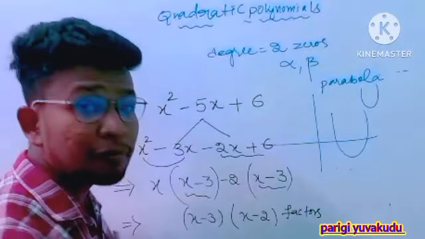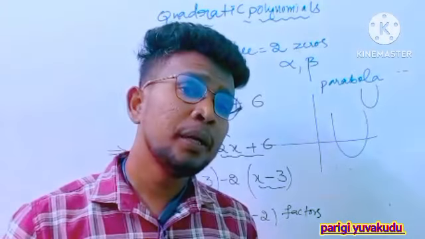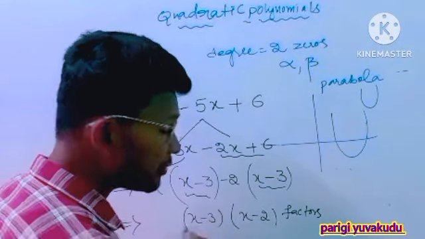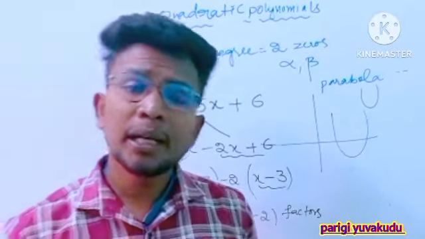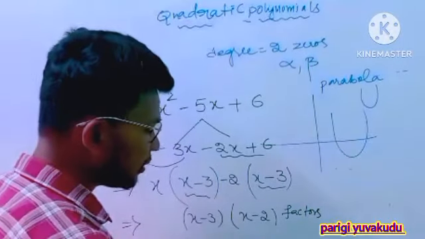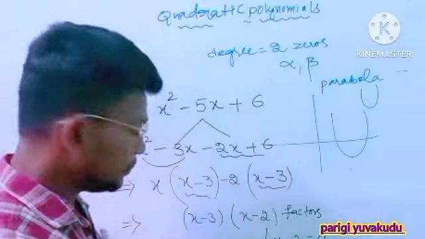Now again we need to find out the zeros. How to find out the zeros of the given polynomial? We need to equate it with 0. The factors will be equated with 0. Why? Because we need to find the zeros of the polynomial, so we should equate with 0. Now x minus 3 is equal to 0. Another one, x minus 2 is equal to 0.